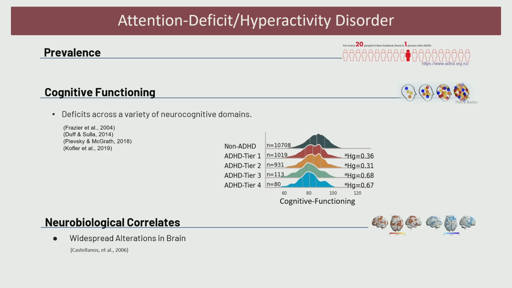And this is not only because of its high prevalence as a neurodevelopmental disorder, but also because it's been associated with lower cognitive performance in different domains, and also widespread alterations in brain structure and function. So here you can see a figure from ABCD that we analyzed that shows the gap in cognitive functioning performance between non-ADHD and different definitions of ADHD, which aligns with what we know from the literature.